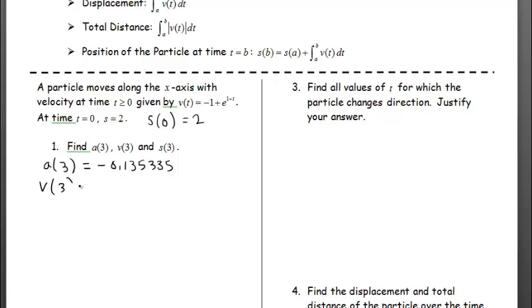All right. What's the velocity at 3? Well, just go to the home screen and type in Y1 of 3. All right, so the velocity is negative. That means the particle is probably moving to the left. Well, he is moving to the left.